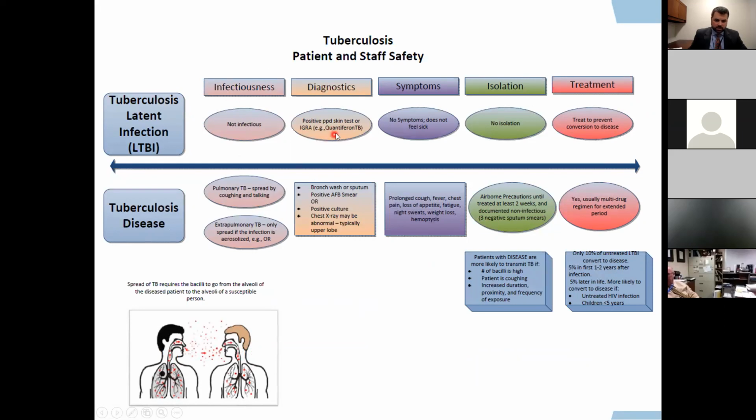Diagnostics, for latent TB they have a positive PPD or a positive interferon gamma release assay. Tuberculosis disease is diagnosed with positive AFB smears. And so if a patient comes in with classic symptoms, you would check their sputum, and you should check it at least 3 times, because the likelihood that you're going to see it on just one smear is low. So you want to get at least 3, 8 hours apart, and 1 in the morning.